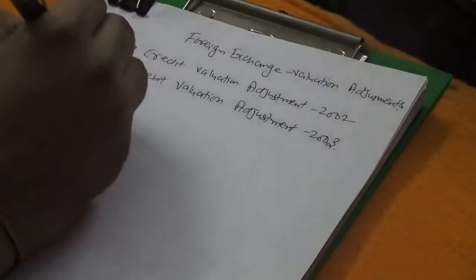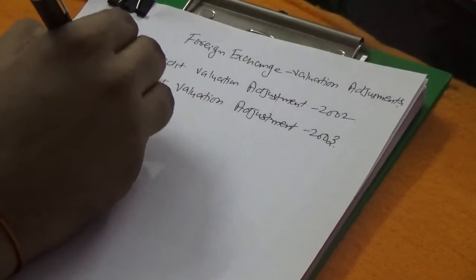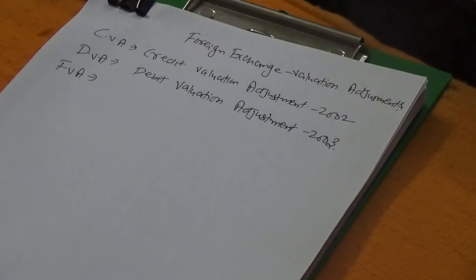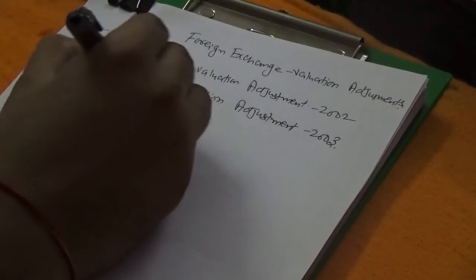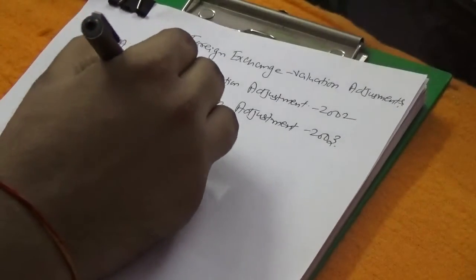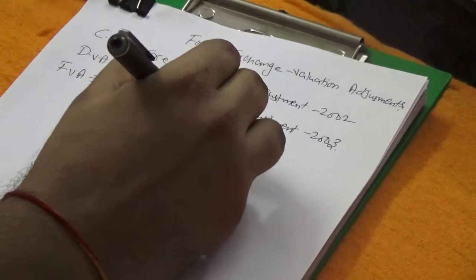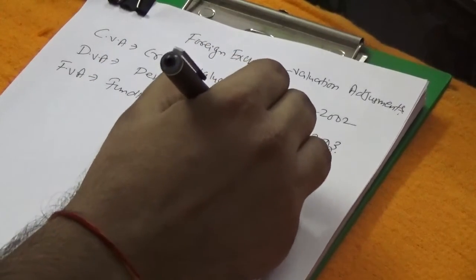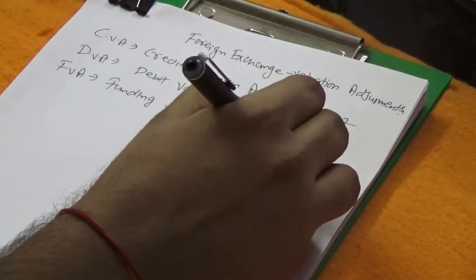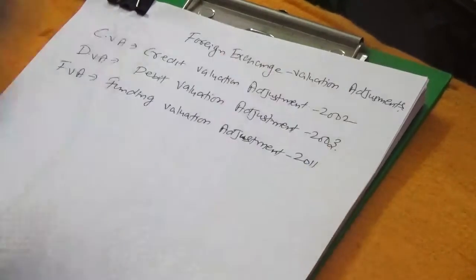Then comes FVA. Don't worry, I'm going to explain everything, not in detail, because we are coming up with a separate video which would cover debit valuation adjustment. But yes, we will describe them slightly. We are also coming up with a video on our YouTube channel discussing wrong way risk in two parts. This is very important to cover. One is funding valuation adjustment, that went in 2011.